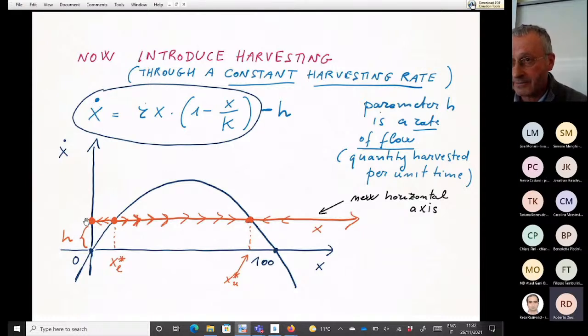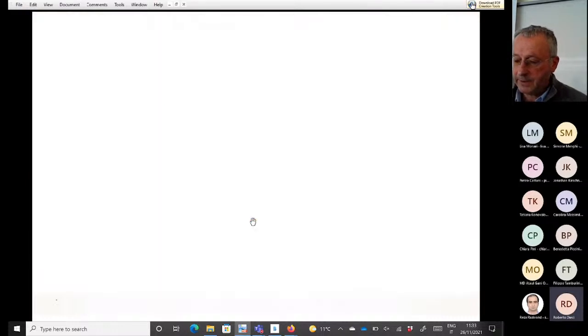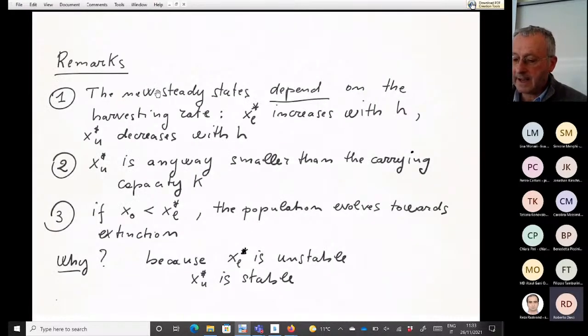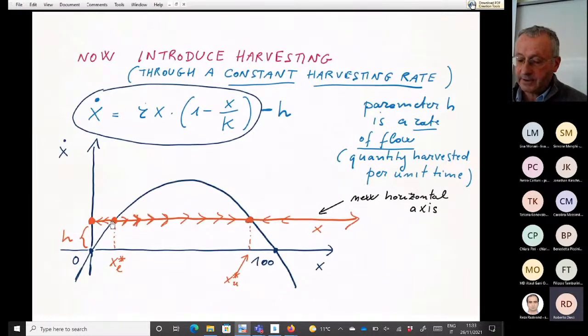And the other insight is that the natural carrying capacity will never be reached, but it has been replaced by a new steady state, which is, let's say, the carrying capacity under harvesting, which is smaller than the natural carrying capacity, okay? Which is 80. Let's look at some examples. So here are the insights. The new steady states depend on the harvesting rate. The larger the harvesting rate, the higher is the level of the red new axis. And what happens? The lower steady state increases with h. The upper steady state decreases with h.